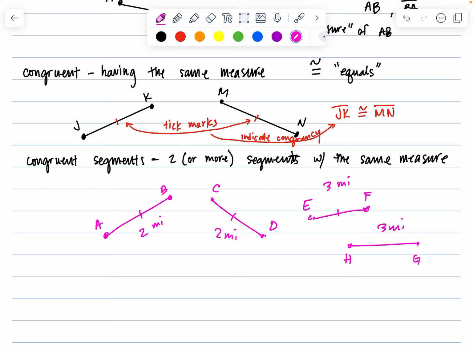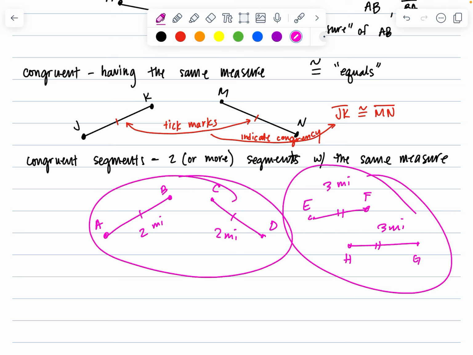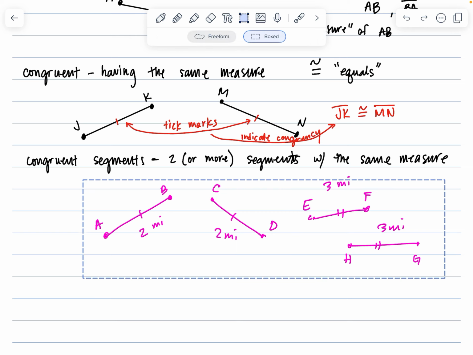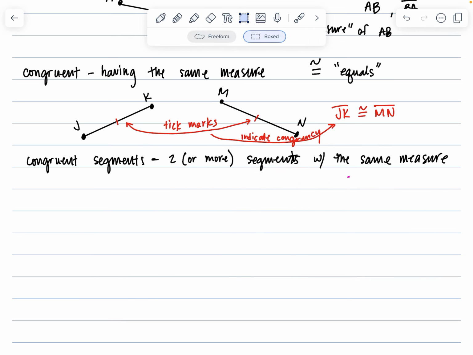We don't want to use 1 tick marker here for EF, because that would assume that these 2 segments are in fact congruent. We don't want that. So what we would do here is we'd actually put 2 tick markers for EF, 2 tick markers for GH, to show that, hey, these pair of segments are congruent, as well as the AB and CD pair. Okay, so use different tick markers as needed. Just keep that in mind. The more you practice it, the more you'll understand that.